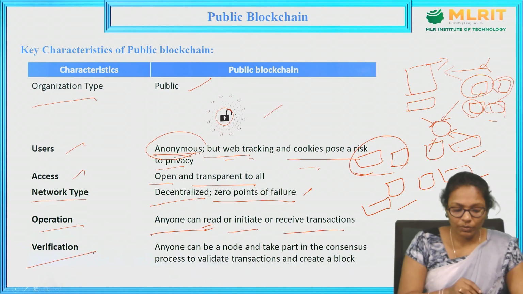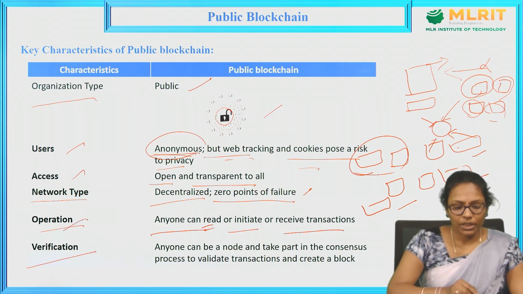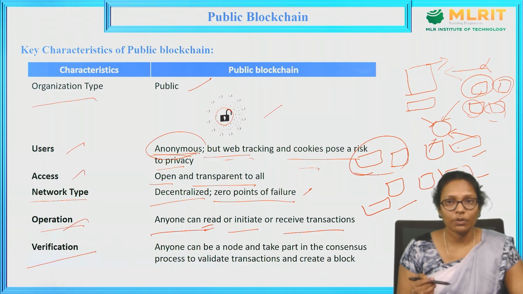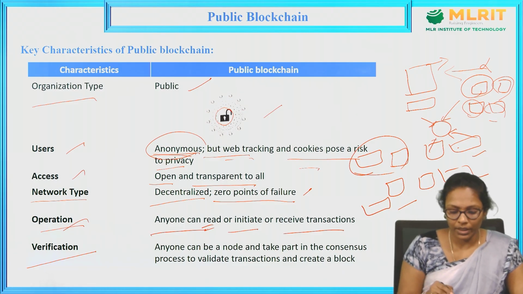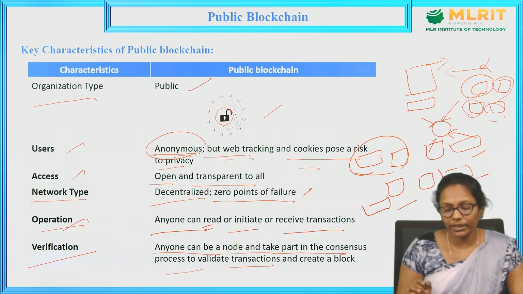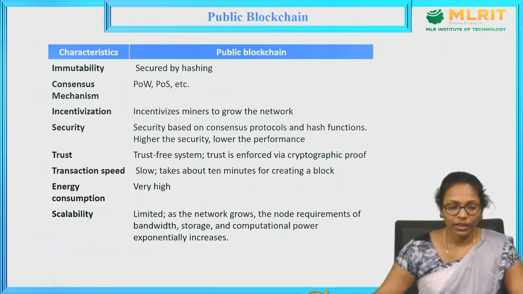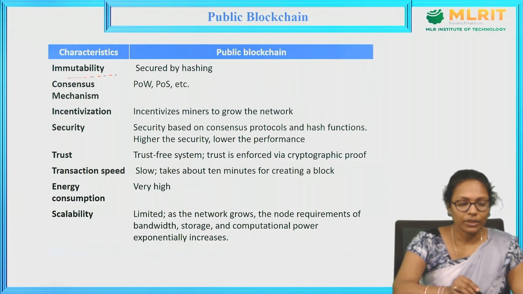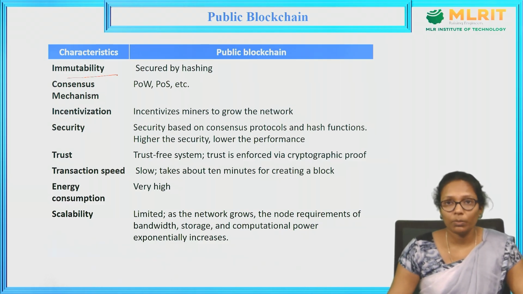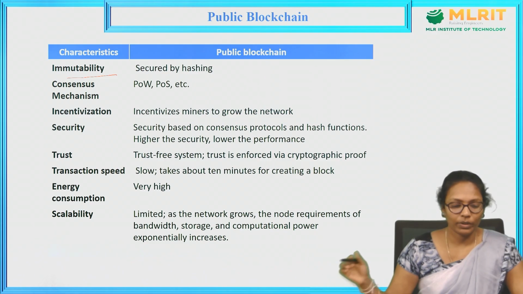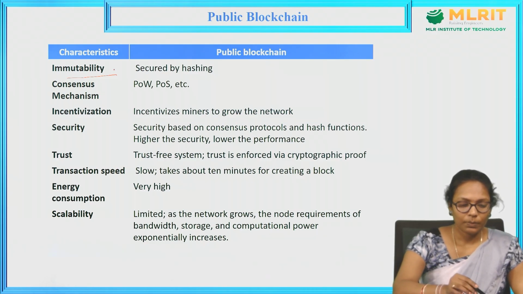And coming to the verification, in operation we can read or write, and in the verification or validation process, anyone can do it here. Anyone can be a node and take part in the consensus process to validate the transaction and to create a block. And coming to the immutability, of course it is immutable. All blockchains are immutable. Once we write any transaction, we can't overwrite that. So that's the process, immutability.